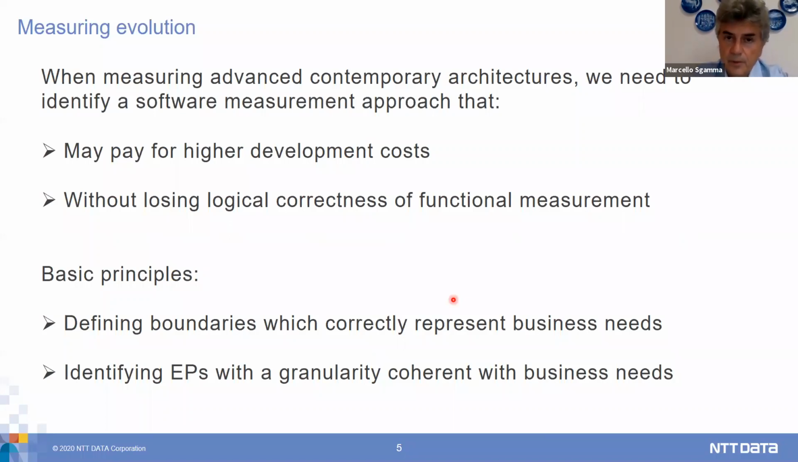So when we apply these principles to the measurement of contemporary architectures, we have to identify a measurement approach which should take into account the higher development costs that complex architectures require. But we have to be careful not to lose logical correctness of functional measurement. We cannot count badly. So the basic principles are always the same: define boundaries which correctly represent business needs and user view, and identify elementary processes with a granularity coherent with business needs.